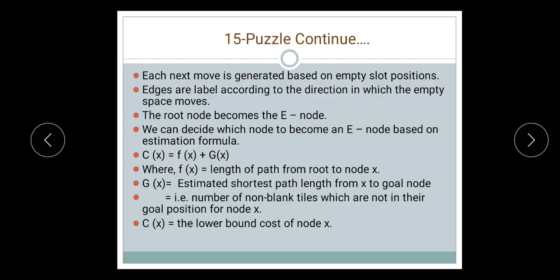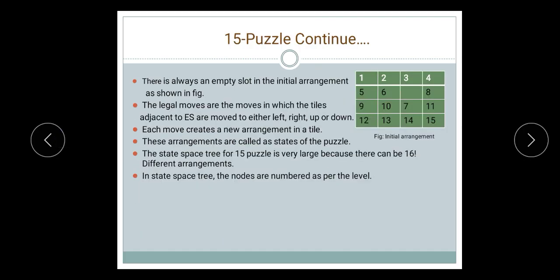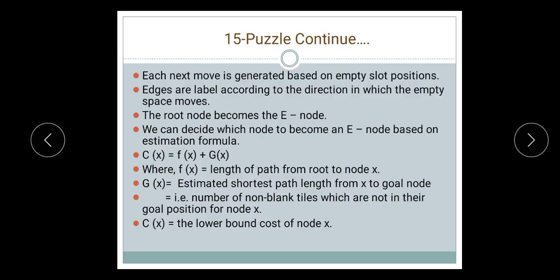First of all we have the initial arrangement, that is our root node, which is nothing but our E node. As shown here, this is our initial arrangement and this is our root node from which we have to move further. So this has become our E node. Now we can decide which node becomes the next E node based on the estimation formula. Whether we have to move our empty slot up, right, left or down, and how to decide the next E node, will be decided based on the formula C of x equals f of x plus g of x.